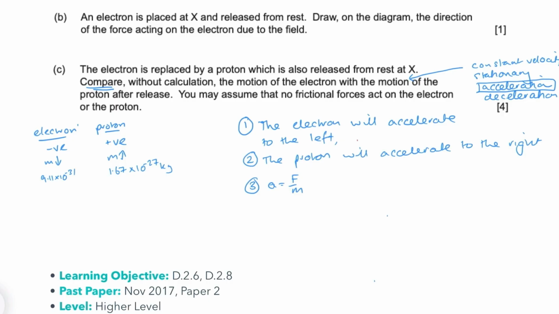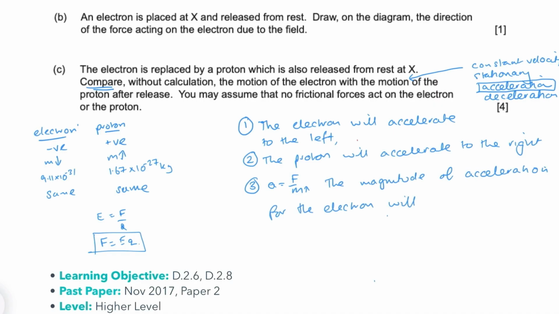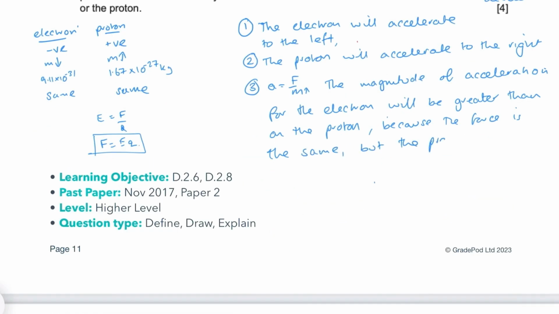The charge on each electron is the same, and the charge on the proton is the same. And the force, when we're looking at electric fields, is E equals F over Q. So F equals EQ. So the force felt by the electron and by the proton is the same. However, the mass is greater for a proton. The magnitude of acceleration for the electron will be greater than on the proton because the force is the same, but the proton has a greater mass.